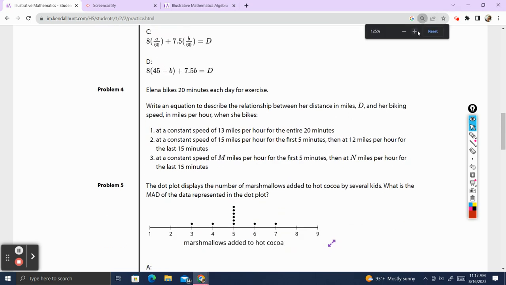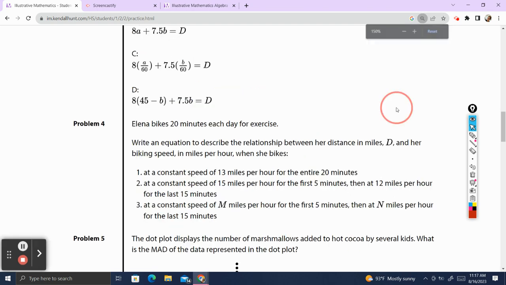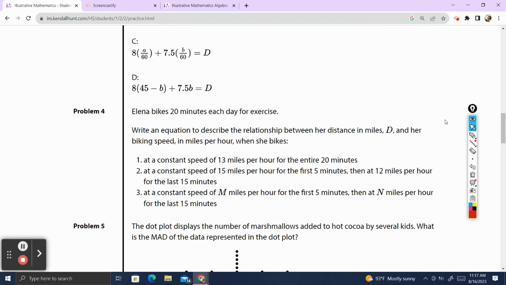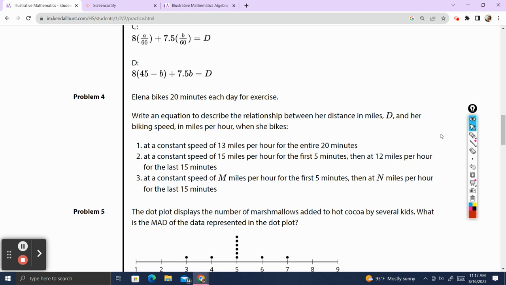Elena bikes 20 minutes each day for exercise. Write an equation to describe the relationship between her distance in miles D and her biking speed in miles per hour when she bikes. 1. At a constant speed of 13 miles per hour for the entire 20 minutes. So she bikes 20 minutes a day for exercise. We need a relationship to describe the distance.